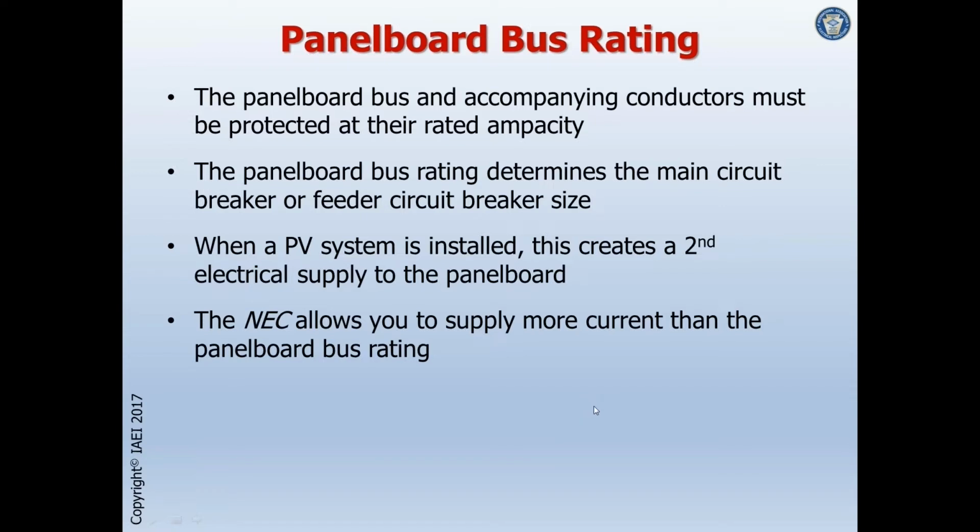Now, there are some special provisions in 690 and 705 that allow us to do so within some limitations. So the NEC does allow you to supply more current than the Panelboard Bus Rating. And why is that? Well, loads on branch circuits can rise, can go up beyond the rating of the bus bars. So what protects those bus bars? And that's either the feeder or the main circuit breaker.